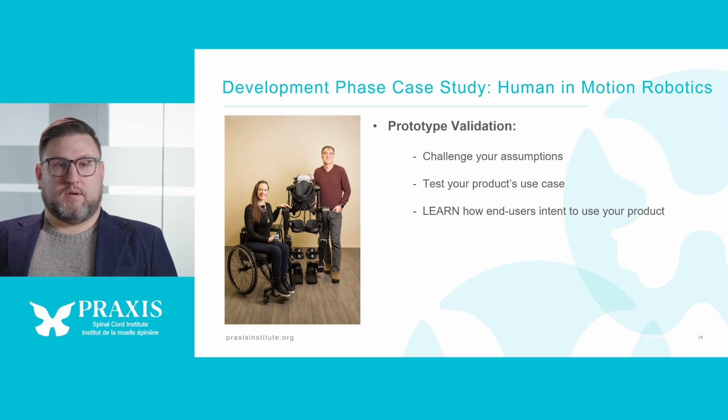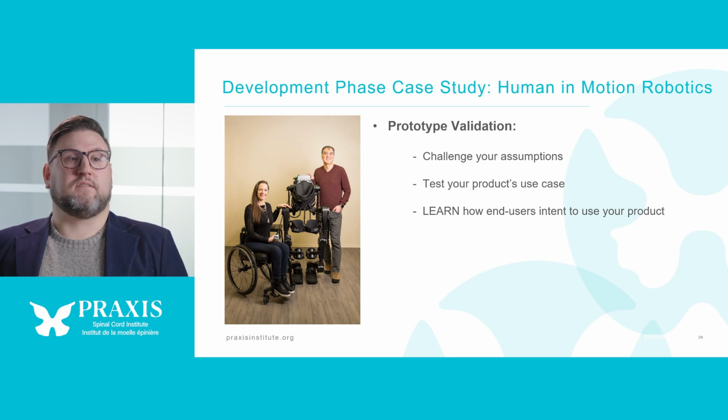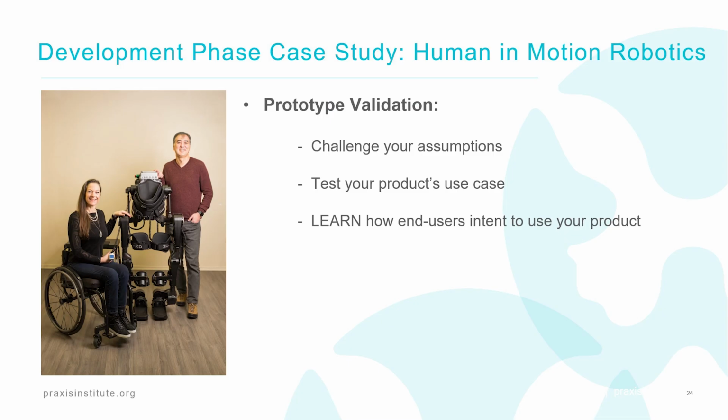Human Emotion Robotics is a Vancouver-based exoskeleton company that came to us really to validate their innovative exoskeleton. And really, when we work with companies, and when any accelerator works with companies, we really want you to challenge your assumptions. Test your product's use case, and really learn how end users intend to use your product. Not just how you intend them to use their product, but how they intend to use their product.